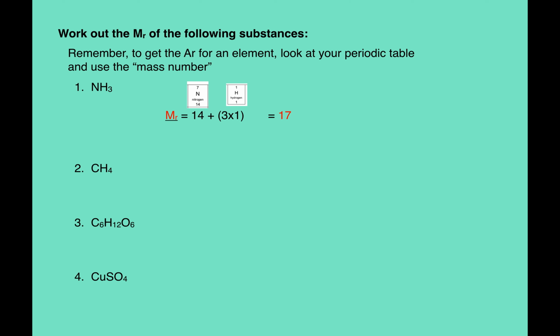You try the other ones. Pause the video a second, and then I'll give you the answers. Okay, methane, CH4 is methane, carbon is 12, hydrogen is 1, so the relative molecular mass of methane is 16. C6H12O6 you might have come across in biology is glucose, so the relative molecular mass is 6 times 12, 6 carbons, 12 times 1, 12 hydrogens, 6 times 16 for oxygen. Add them all together, you get 180.